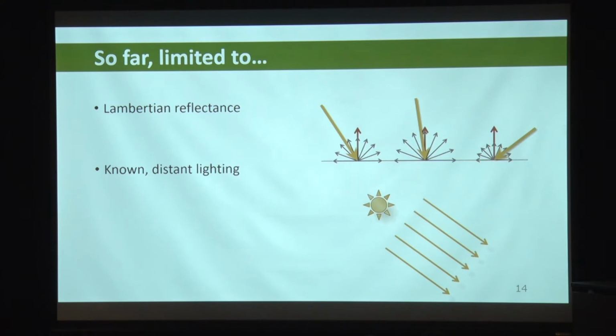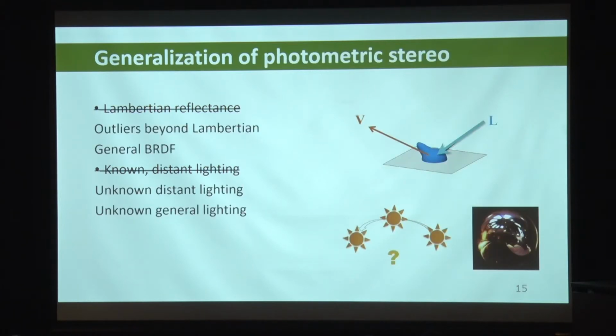This seems to be a very simple problem, but we have very strong assumptions, and we assume that the surface follows the Lambertian reflectance. This is actually a very ideal assumption, because in the real world, we have the general BRDF. We had some wonderful talks, the first two talks this afternoon, about the reflectance properties. And sometimes the lighting can be unknown, or it can be the general lighting.